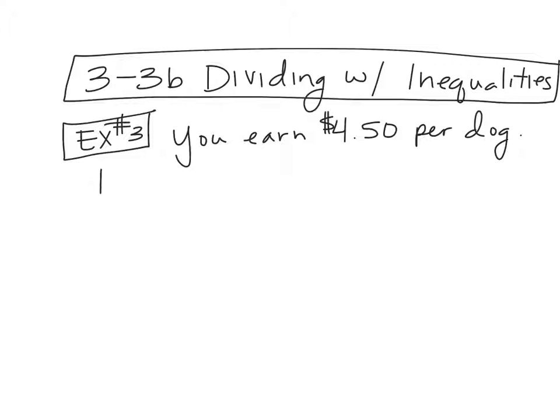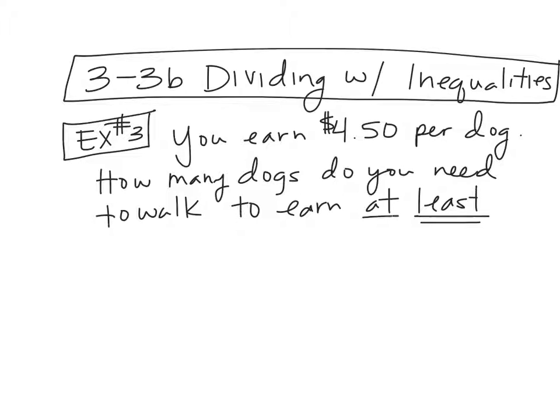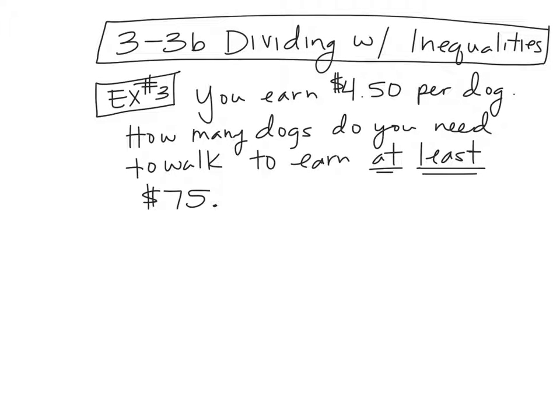Okay. How many dogs do you need to walk to earn at least, okay, at least being a key set of words here, because that helps you to know which symbol you're using. How many dogs do you need to walk to earn at least $75? Okay, so you're hoping to earn $75. It's $4.50 per dog. How many dogs do you need to walk?